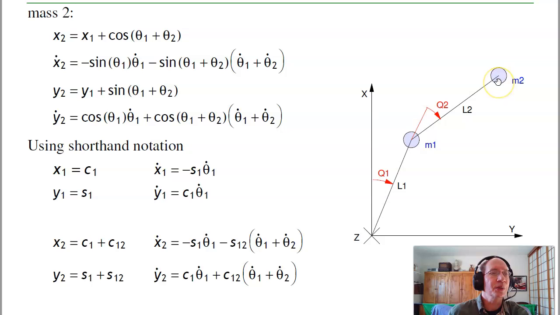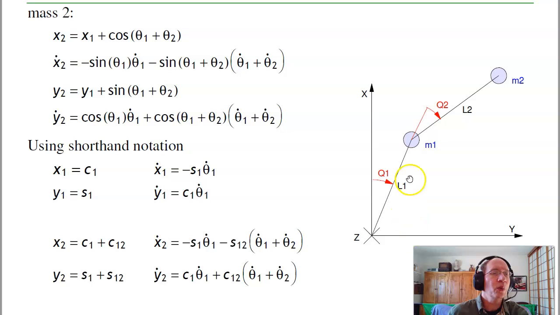Mass 2. This gets a little more complicated. The position of mass 2 is the position of mass 1 plus the cosine of the net angle. The net angle is theta 1 plus theta 2. Taking the derivative, x2 dot is, same as before, minus sine theta 1 dot plus derivative of cosine is minus sine times derivative of the inside, theta 1 dot plus theta 2 dot.